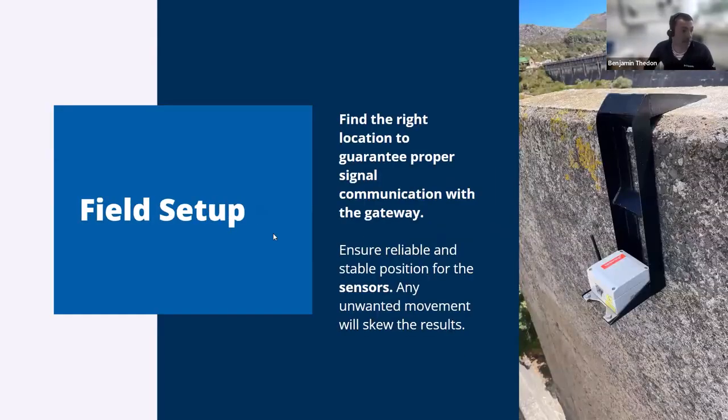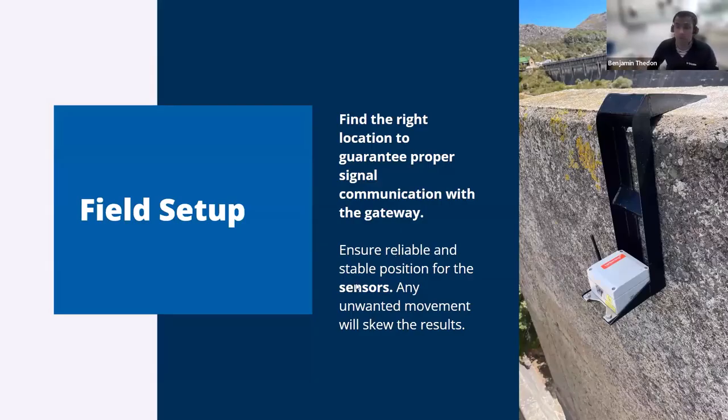Field setup is also extremely important. You need to find the right location to guarantee the proper signal. For example, using an external antenna, and make sure you have the right communication to provide continuous data to your gateway. You also need to ensure reliability on the position where you install your sensors.